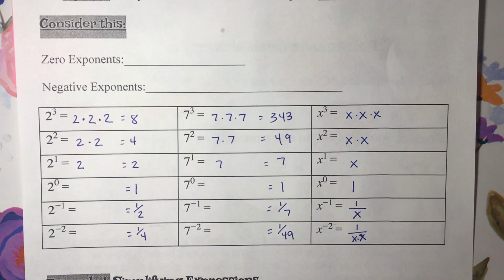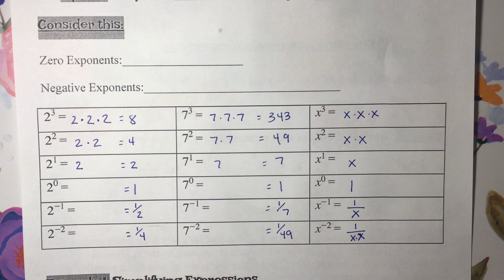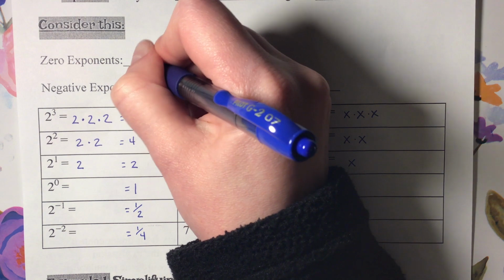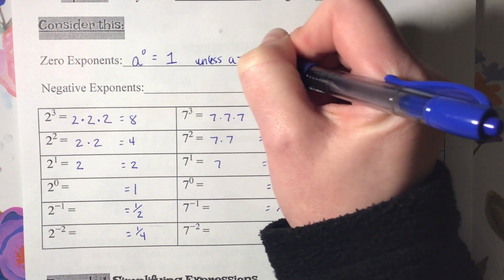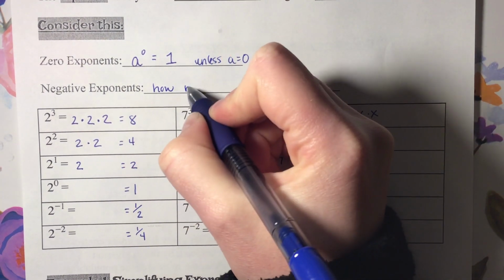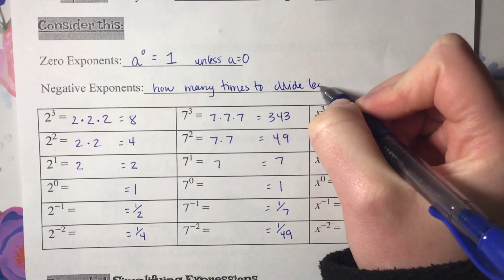What I would like for you to notice is first, look at what the value was every single time the exponent was 0. The value was 1. So for zero exponents, I'm going to say a to the 0 is equal to 1, unless a equals 0. So any number raised to the 0 power is 1. Negative exponents are basically division of that expression. So negative exponents are kind of like telling you how many times to divide by that number.